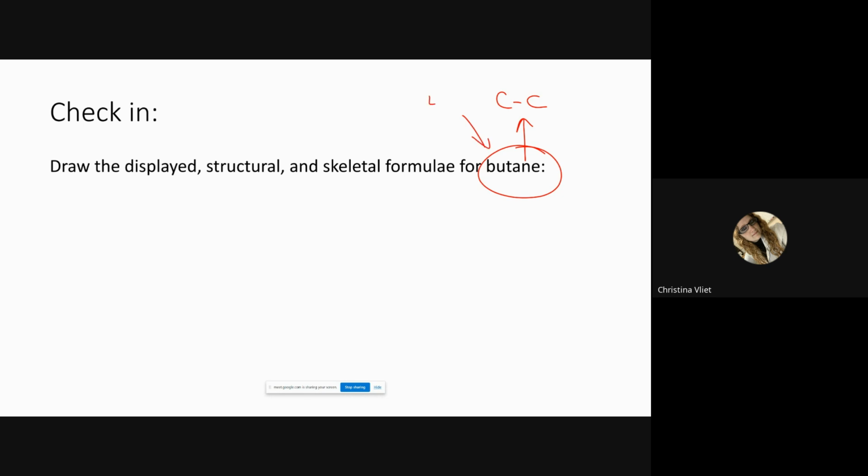So "but" means 4 carbons. So then, what is a displayed formula? What does that mean? You're showing every covalent bond that exists in that structure. So when we're drawing this, to draw the displayed formula, like I said, if you didn't pay attention or you forgot, you need to make sure you're paying careful attention right now because I'm reteaching this. Displayed.